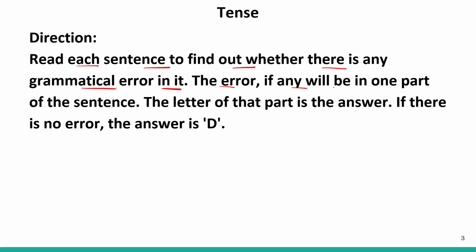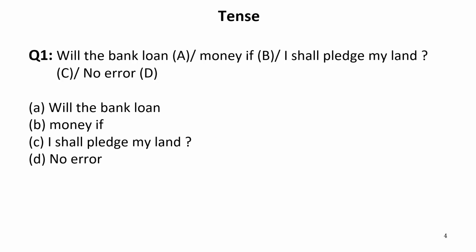The error, if any, will be in one part of the sentence. It means one of them may contain the error. The letter of that part is the answer. If there is no error, the answer is D. It means if the sentence is correct and it contains no error, our answer will be D, that is no error. So let's begin the questions.